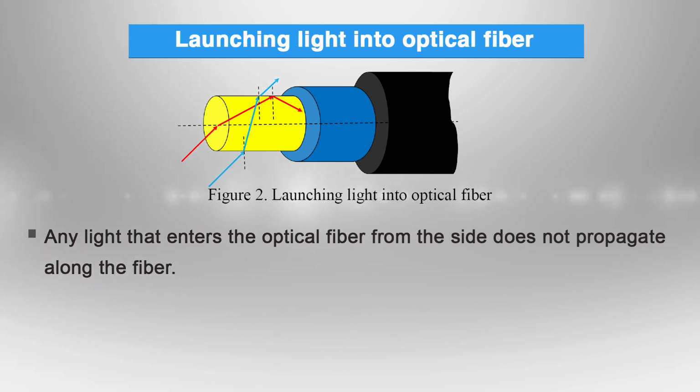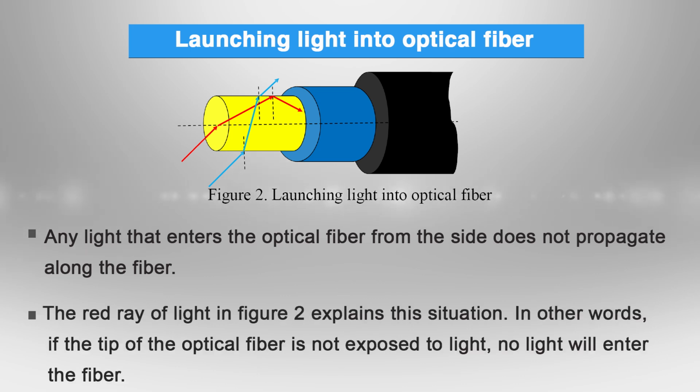Any light that enters the optical fiber from the side does not propagate along the fiber. Therefore, one has to launch the light through the tip of the fiber. That is, in order to guide light along the fiber, the light must be incident from the tip of the optical fiber. The red light is shown in the figure. It also explains this situation.